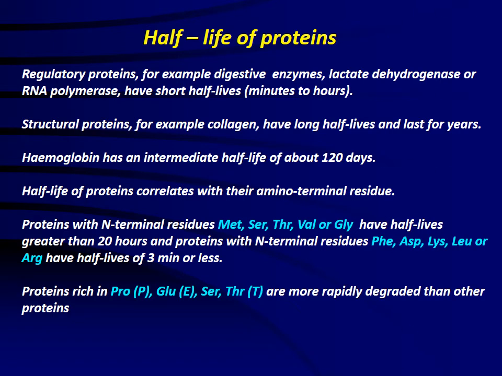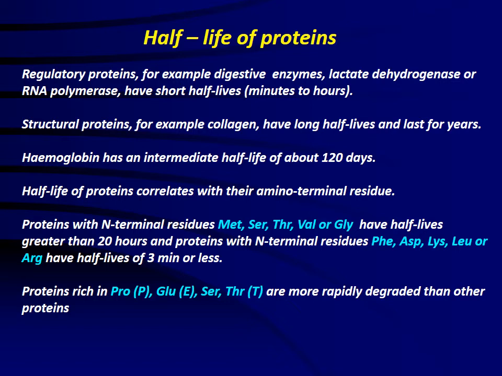Half-life of proteins. Regulatory proteins, for example, digestive enzyme, lactate dehydrogenase, or RNA polymerase, have short half-lives, minutes to hours. Structural proteins, for example, collagen, have long half-lives and last for years. Hemoglobin has an intermediate half-life of about 120 days. Half-life of proteins correlates with their amino terminal residues.